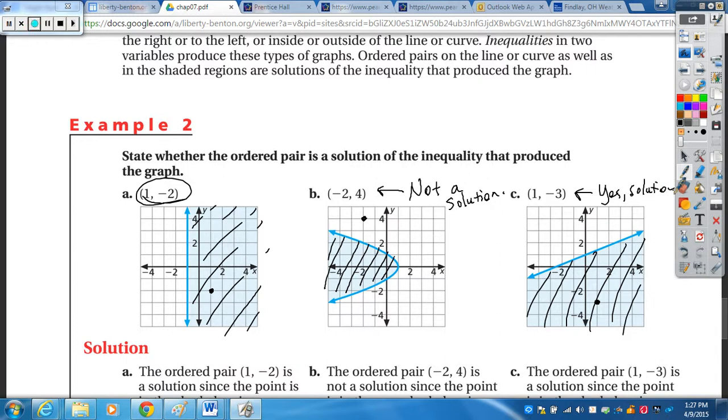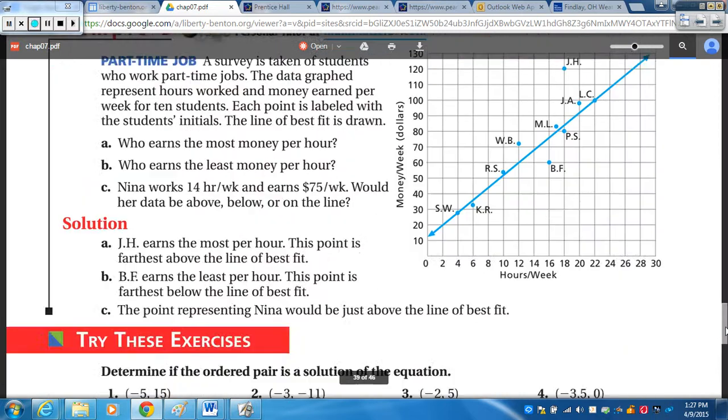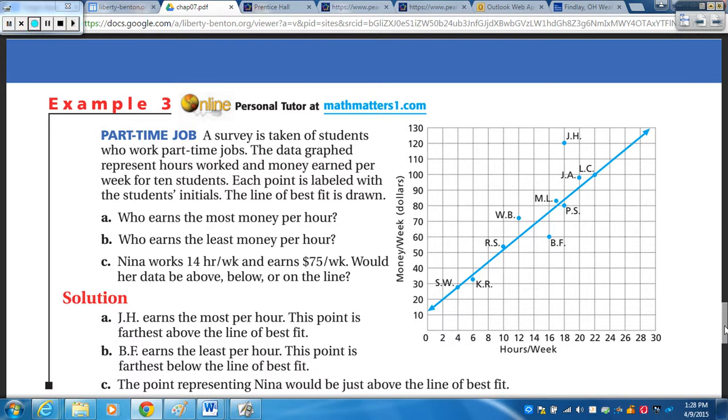Now we're going to take this up a little notch and try to apply this to the real world. Taking a look at the next example, example number 3, here's what we're given. Part-time job. A survey is taken of students who work part-time jobs.